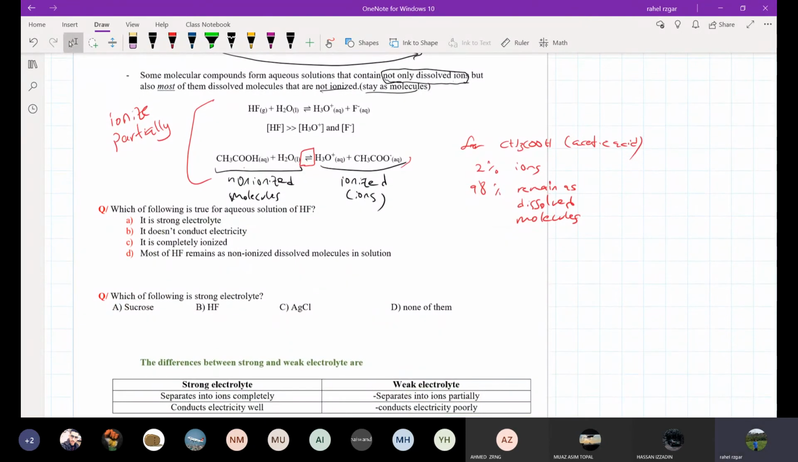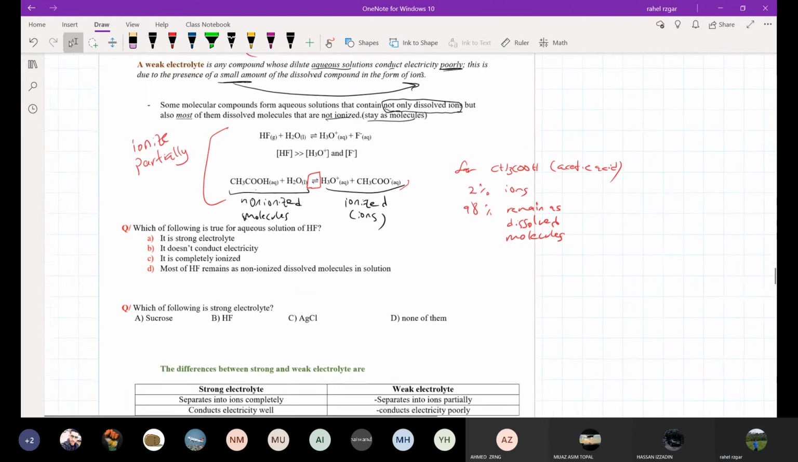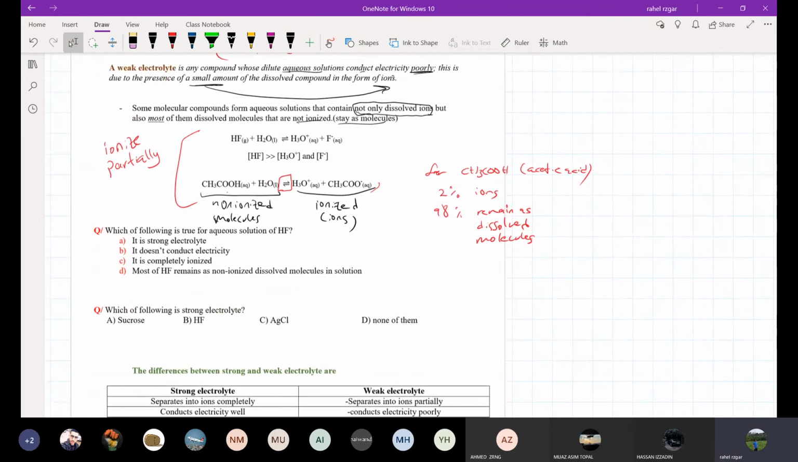For example, like this question. Which of the following is true for aqueous solution of HF? It is a strong electrolyte. No, HF is not a strong electrolyte. It's a weak electrolyte. So this is not correct. It doesn't conduct electricity. No, it conducts electricity, but it conducts weakly. So this is also not correct.